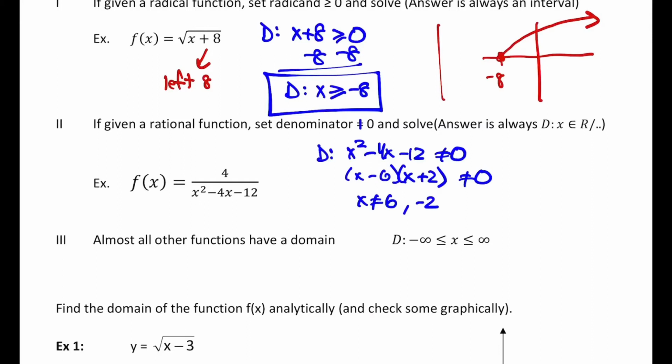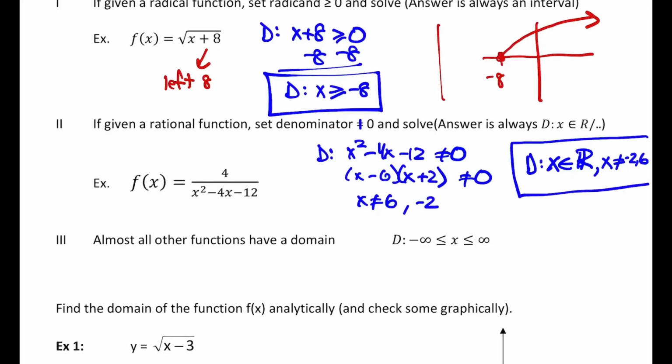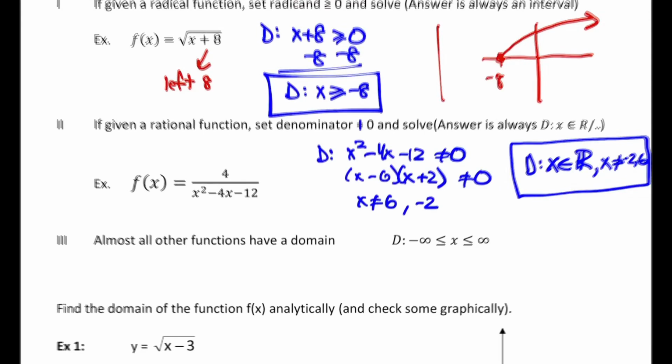So what I'm going to do is say my domain, x is an element of all the reals, comma, x does not equal negative 2 or 6. And that's a better way to write that.